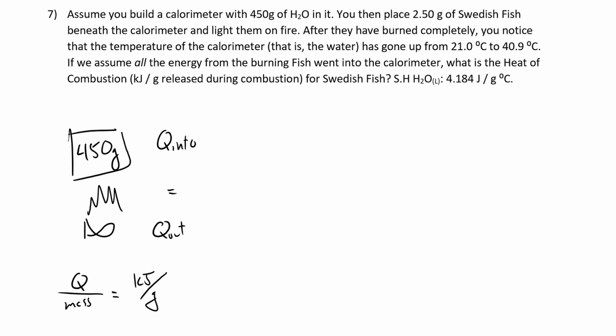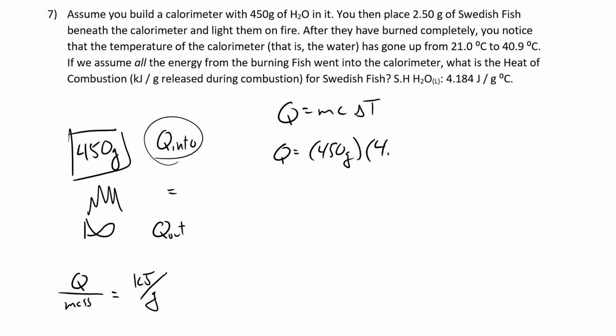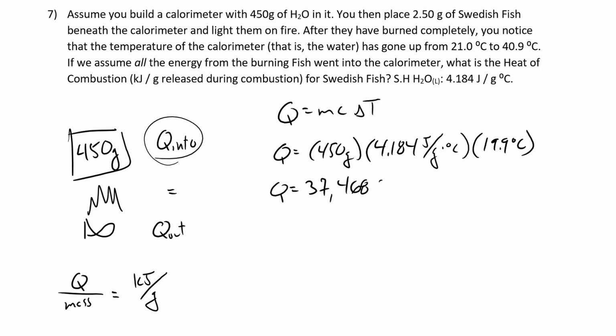So first, let's solve for the Q into the water. It's going to be Q equals mc delta T. Using our values for water, we know there's 450 grams of water times a specific heat of 4.184 joules per gram per degree Celsius times a change in temperature of 19.9 degrees Celsius. The math there says that going into the water, we're 37,468 joules.